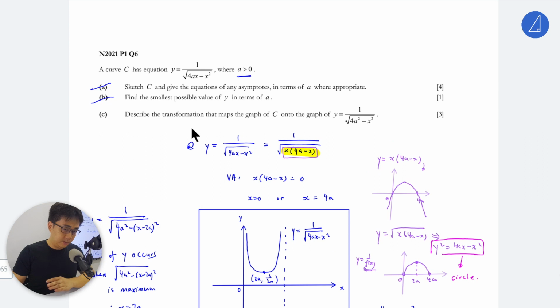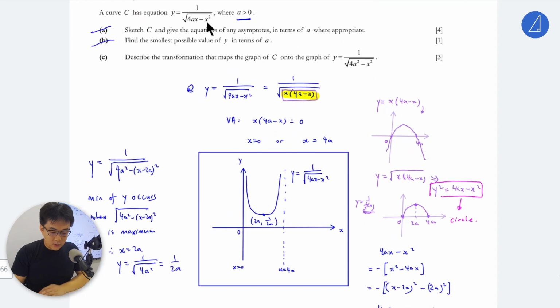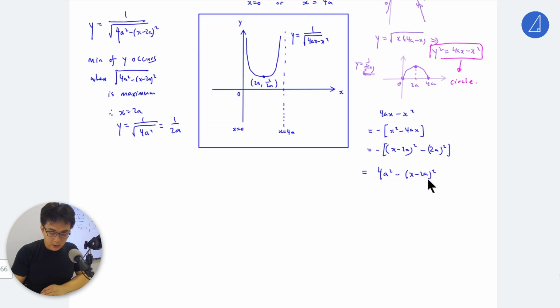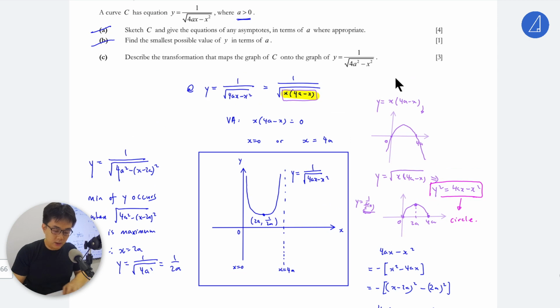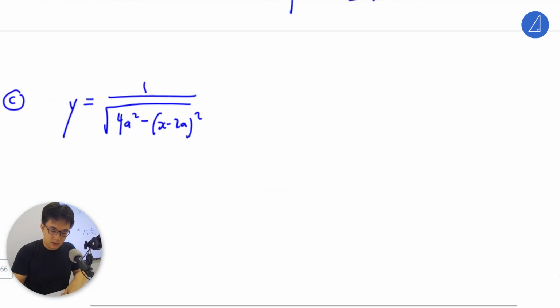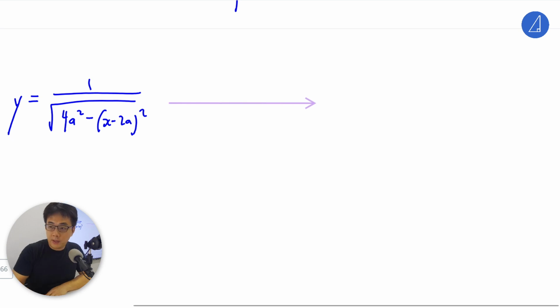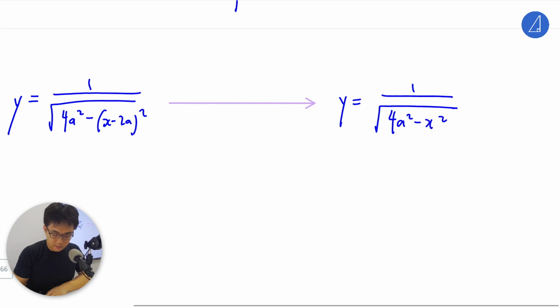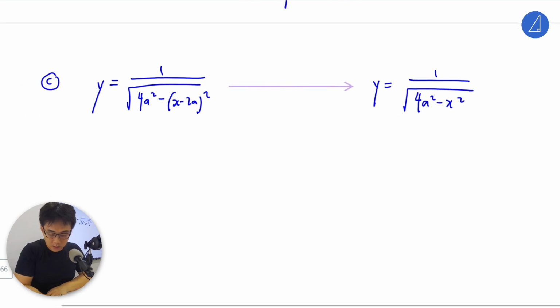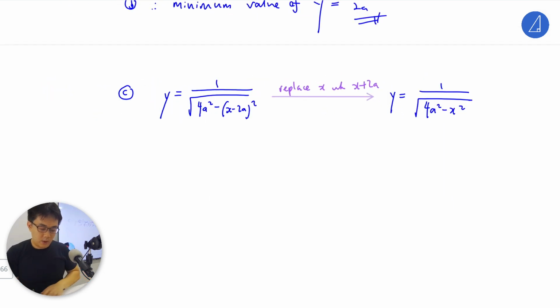Describe the transformation that maps C onto the graph of this. What's the difference? Oh, okay, I see the difference. As far as this quadratic expression is concerned, you just change it. Complete the square, and then you want to change this graph into this. So I'm going to write this down. Just use the replacement method. So y equals to 4a squared minus x squared. Just replace x with x plus 2a. Get this.